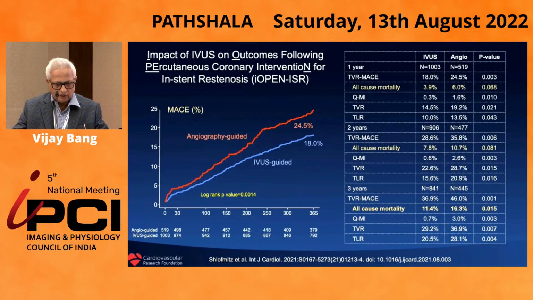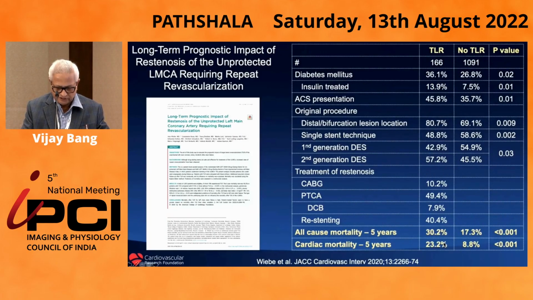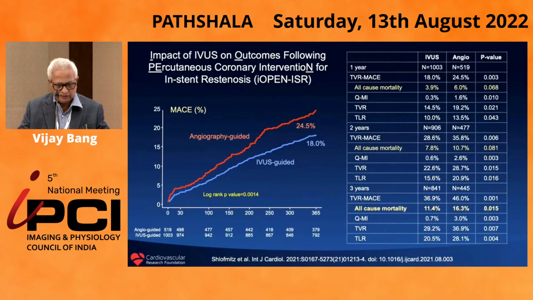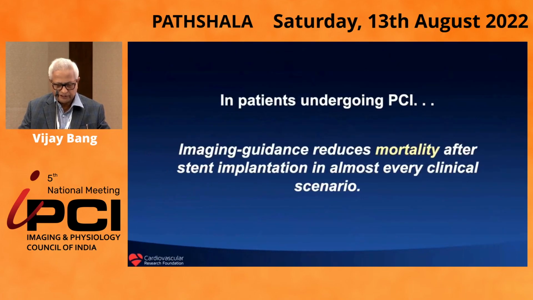So these are all outcome data, and in the same way in ISR, if you use IVUS guidance, there is definitely mortality and MACE reduction, and various studies have shown that significantly. All-cause mortality is also reduced. Coming to the impact of IVUS on outcomes following a PCI in ISR, there is continuously a definite benefit and it goes over the years. So in patients undergoing PCI, imaging guidance reduces mortality after stent implantation in almost every clinical scenario.